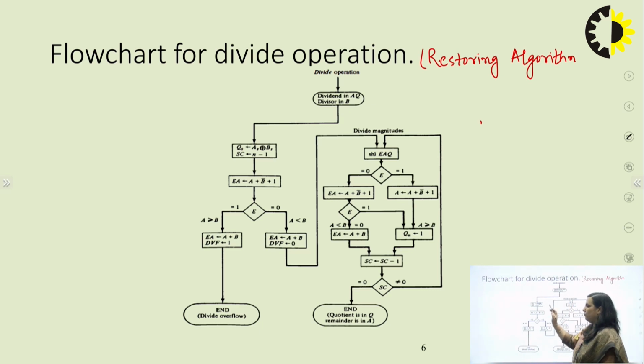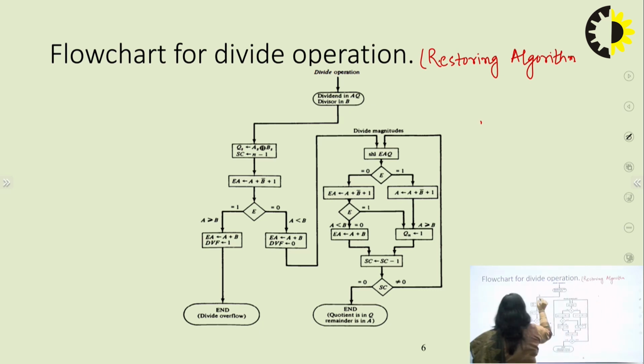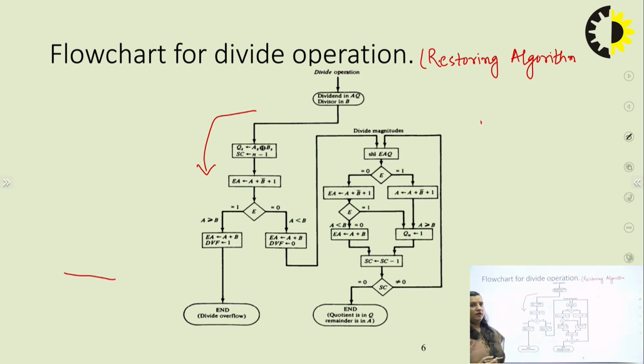Now we have to first come from this part. Here we have to check the divide overflow, and also check the sign of the quotient. The quotient sign can be obtained by XORing the sign bit of the dividend and the sign bit of the divisor. We will XOR these, and this sign is stored in the QS register of the Q register.